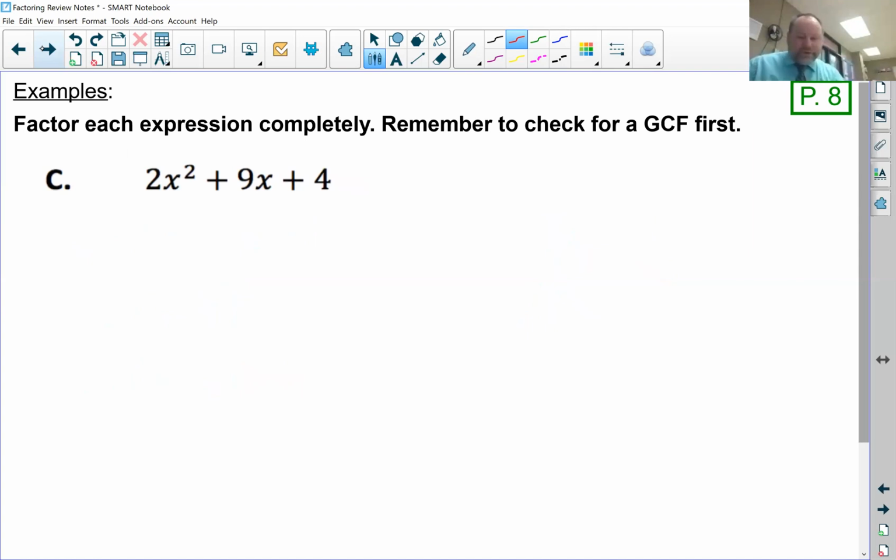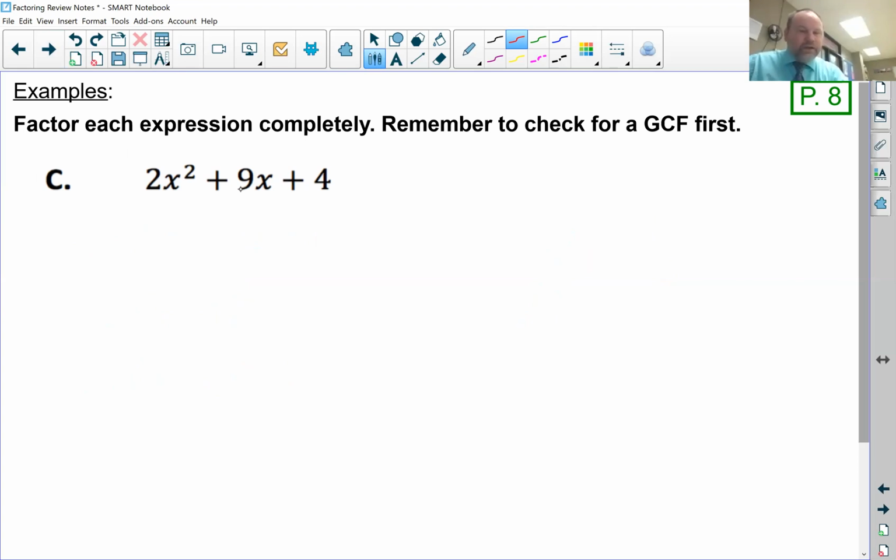All right. Here we don't have variables in all three terms. That's good. I do have a 2 in front. Does that evenly divide into my other coefficients? Well, 9 divided by 2 does not give me an integer value. So I don't have a greatest common factor other than 1.